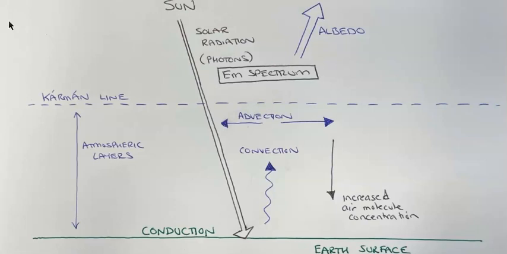Then we have a movement of heat called advection. This is usually side to side horizontal movement, usually by air masses moving from place to place of heat, moving from, let's say, north to south or east to west across the atmosphere along the Earth's surface.